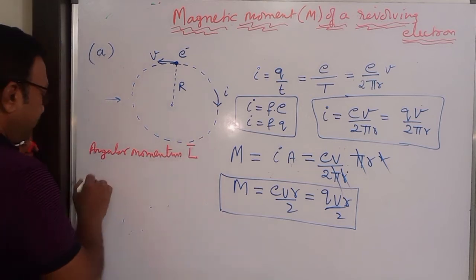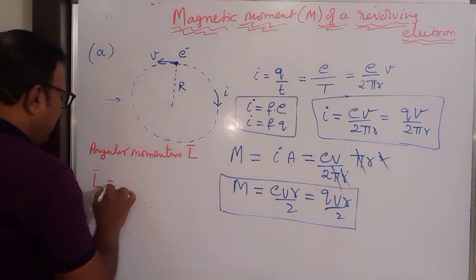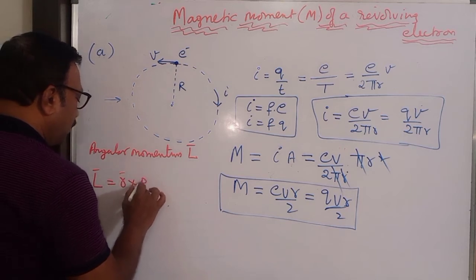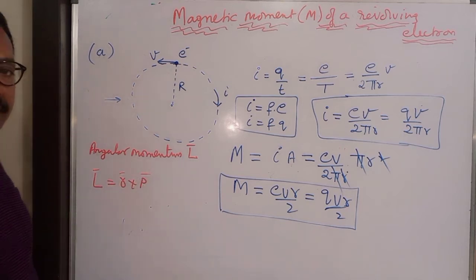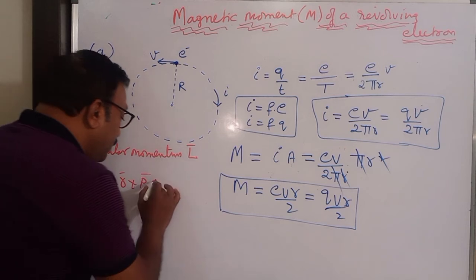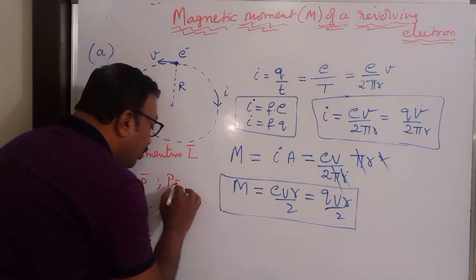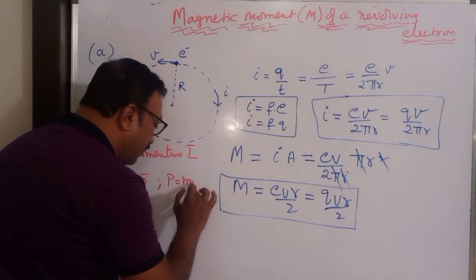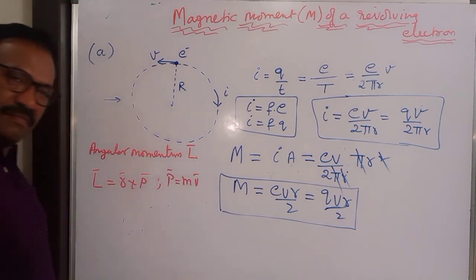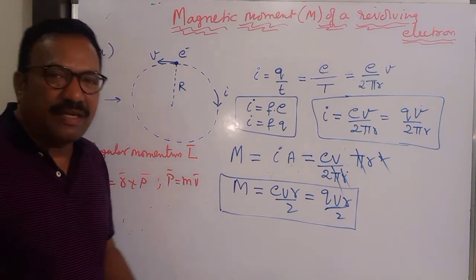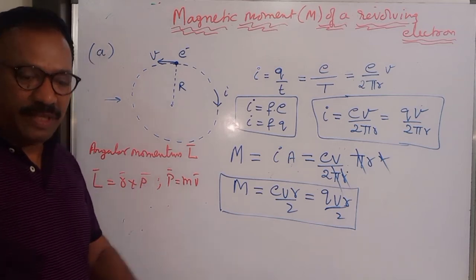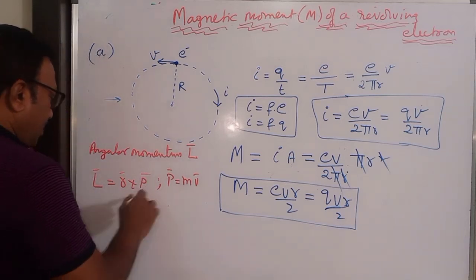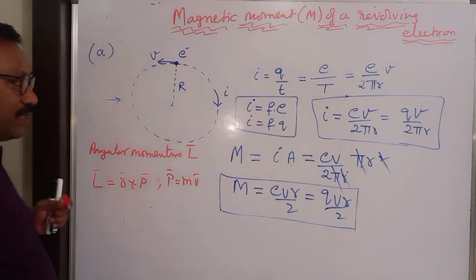So, it is nothing but R bar cross P bar. Here P is not the dipole moment of the electric dipole only, please. P is the product of mass and velocity. That is the momentum of the electron or momentum of the charged particle. So this is L bar is equal to R bar cross P bar.